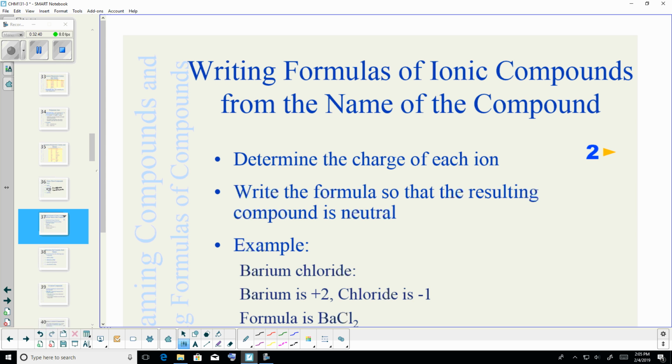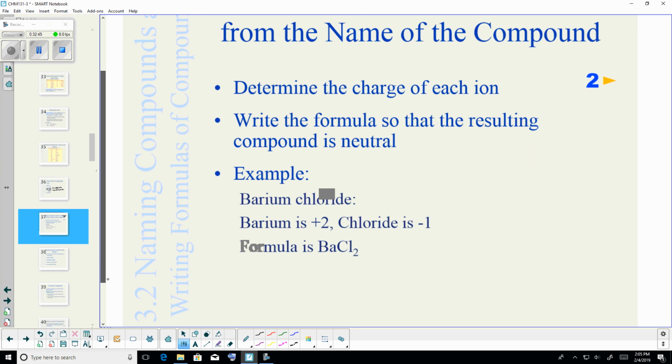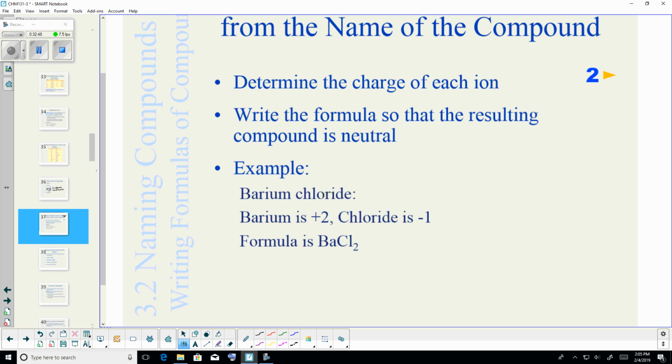From the name, you determine the charge of each ion and write the formula so the resulting compound is neutral. Barium chloride, we already did some of these. Barium we know is +2, chloride's -1, so it's BaCl2.